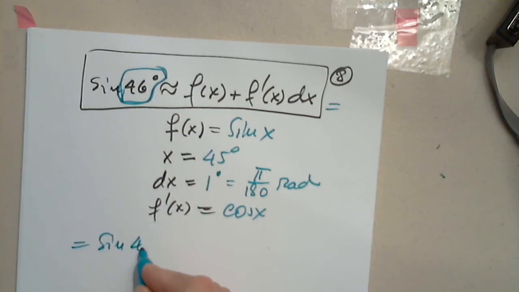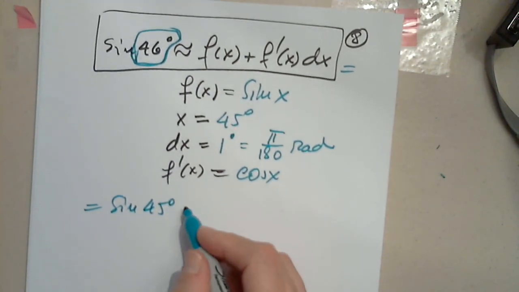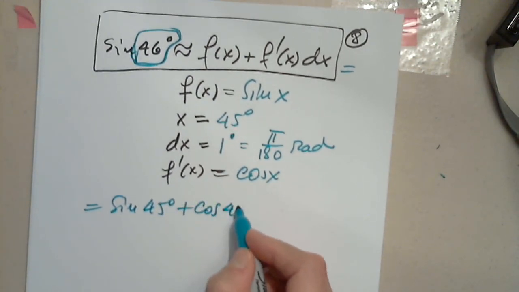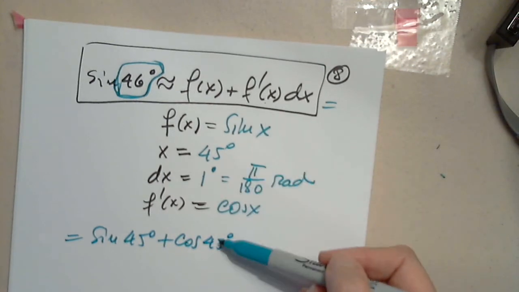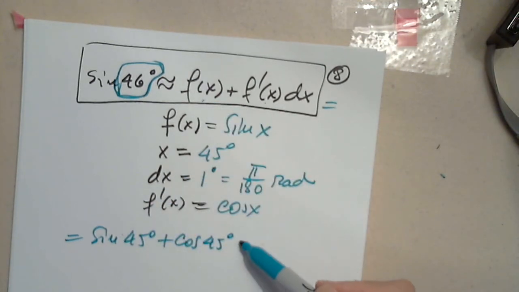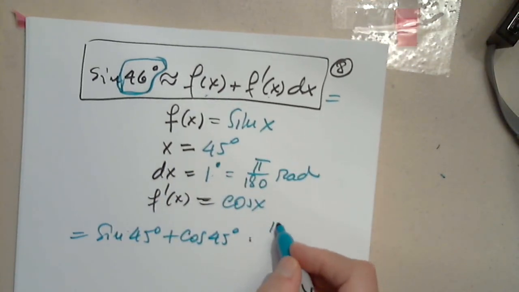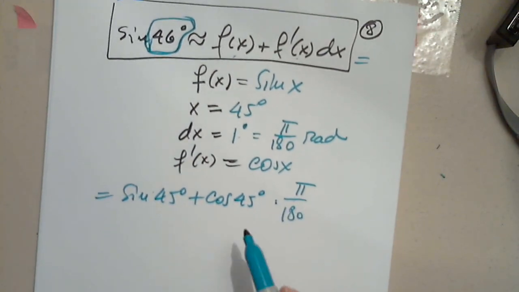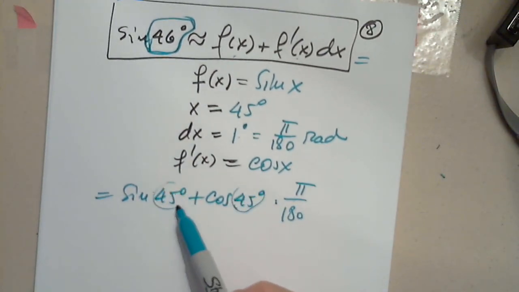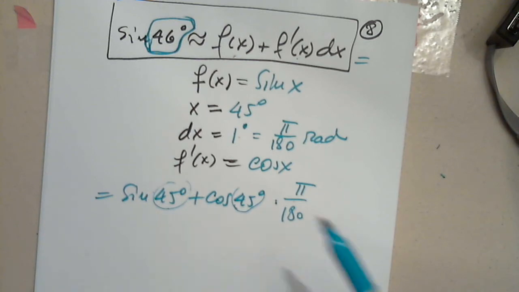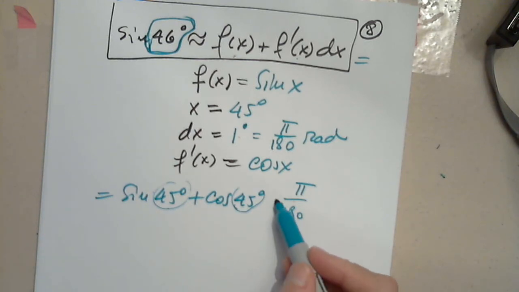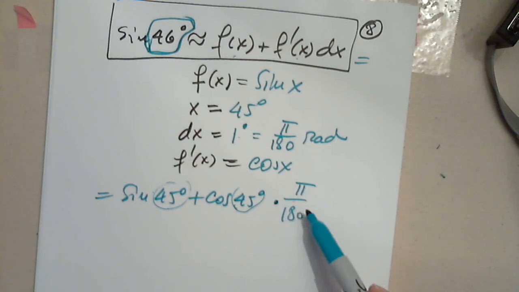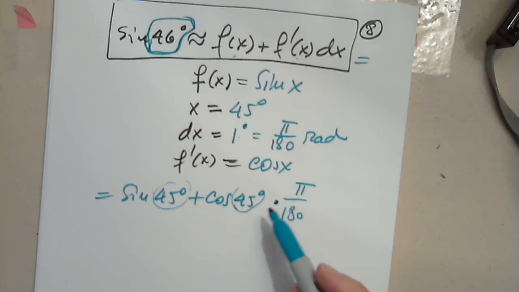So this is sine 45 degrees, plus cosine 45 degrees times 1 degree, which has to be pi over 180. See, inside a trig function, if I put radians or degrees, the answer will be the same. It doesn't matter. But if the number is 1 degree and it's outside of a trig function, it has to be in radians.